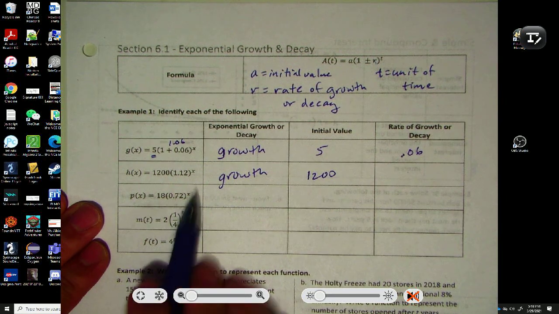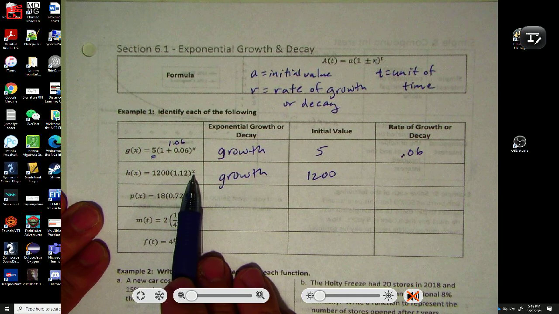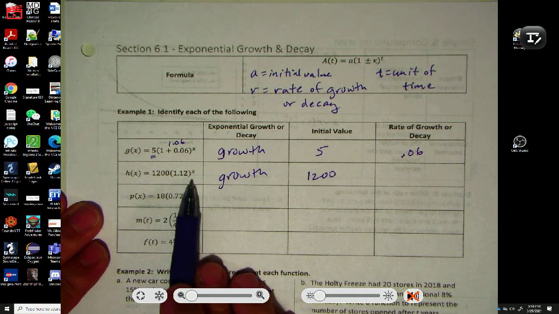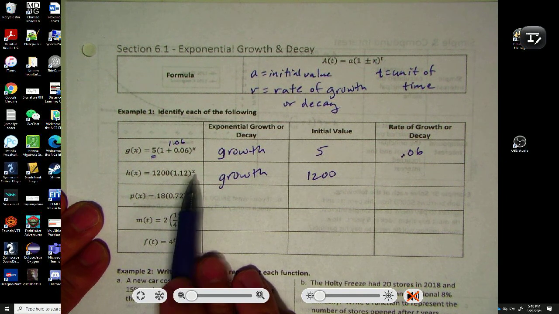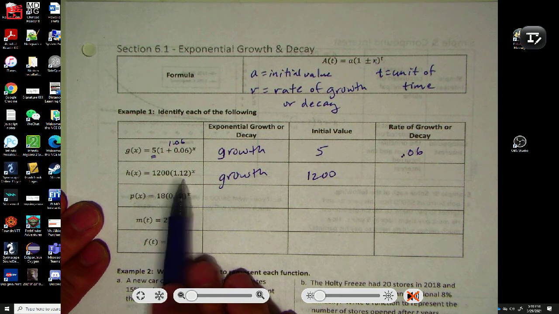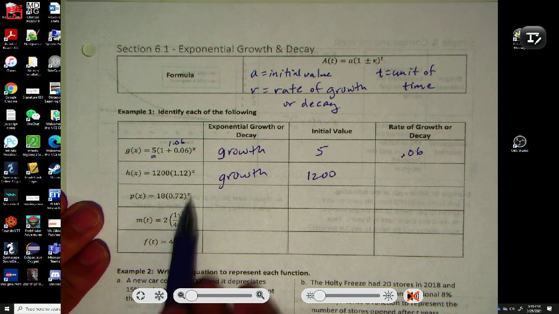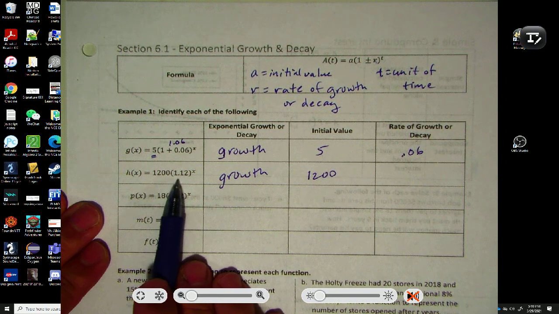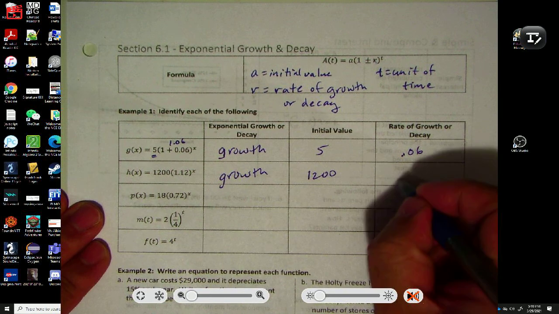Also something to consider. Remember, the initial value is what happens when t equals 0, right? At the very beginning. So you can just plug 0 into the expression. If you plug 0 into this expression, it would be 1.12 to the 0 power. 1.12 to the 0 power is 1. So it would be 1200 times 1, which is 1200. So that's another way to get the initial value. Just plug 0 into the formula. And what is the rate of growth? Remember, it's how far this is from 1. So you just subtract 1 from this, and I get 0.12.